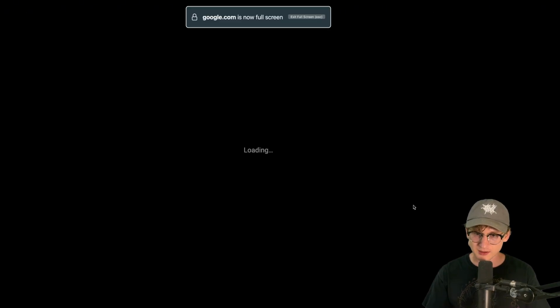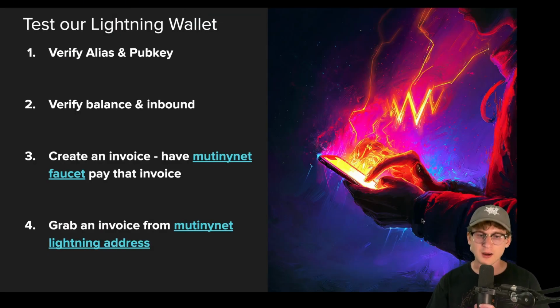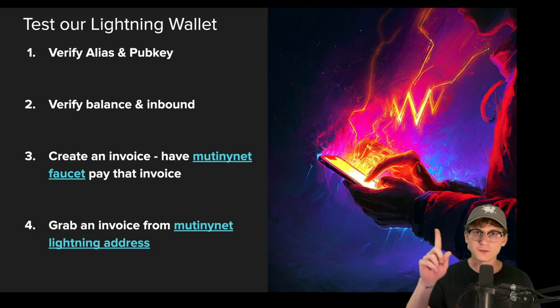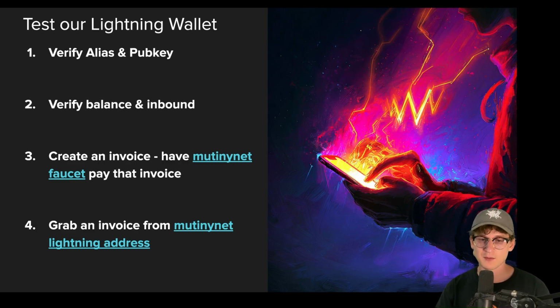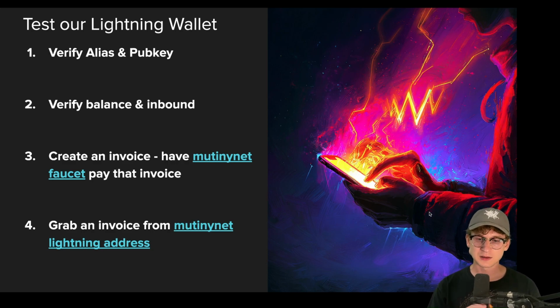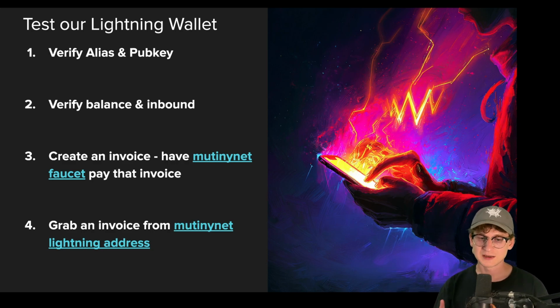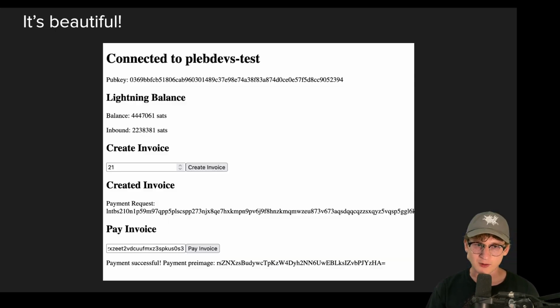Let's go in here. Okay, test our Lightning wallet. We basically did this already. This is like the test process if you're following at home. Verify the alias and the pub key at the top. Verify the balance and the inbound. From our balances, we create an invoice, have the MutinyNet faucet pay it. We did that successfully. And then we grabbed an invoice from their Lightning address and we paid that ourselves. So beautiful. That all worked out.